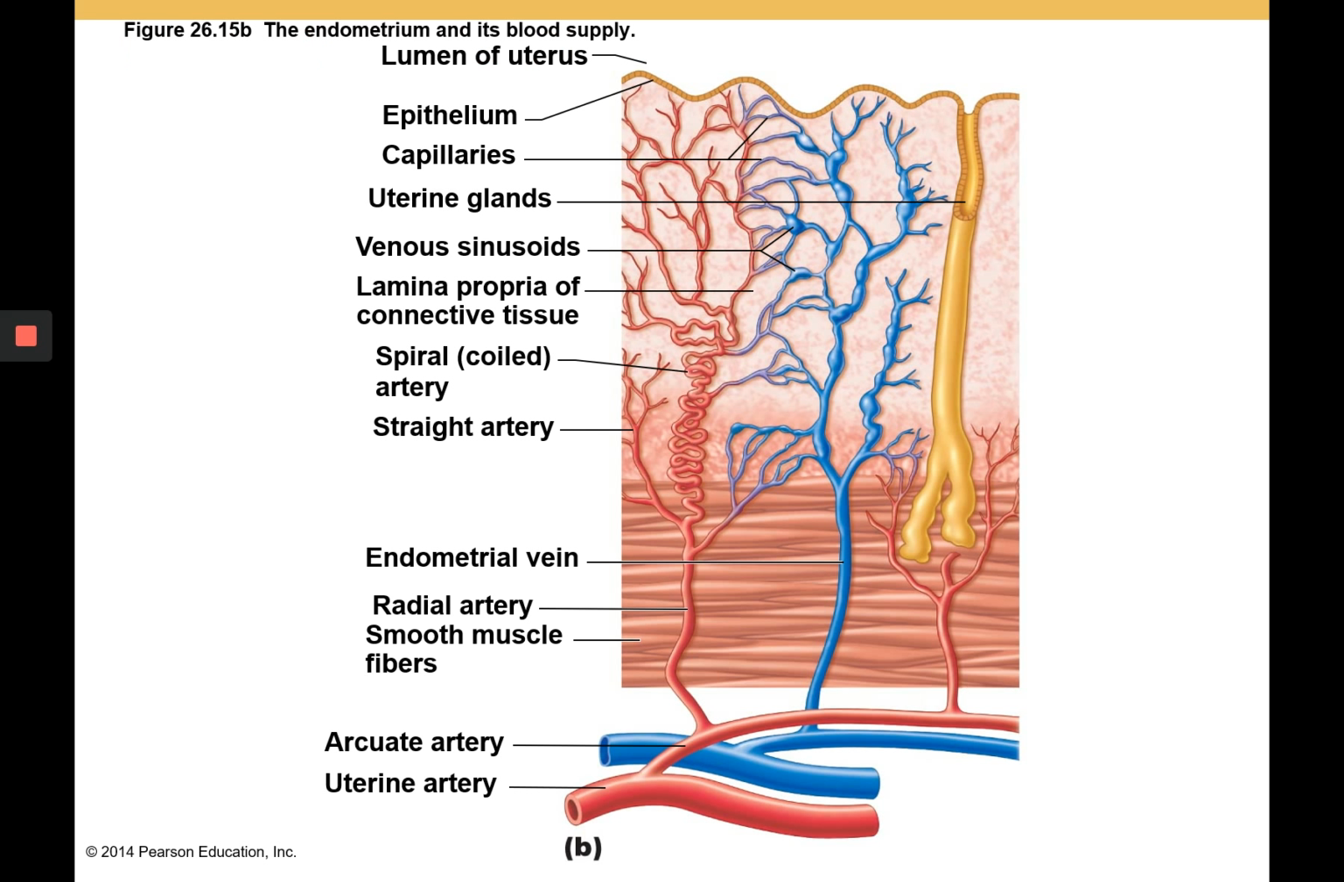So here we can see a spiral or coiled artery, and it would be these arteries that spasm and are shed in the stratum functionalis. But we can see our uterine artery down here. Branching off of that is the arcuate artery. Then you have the radial artery up in the myometrium, and then adjacent straight arteries going into the endometrium, and then of course the spiral arteries, which are shed.